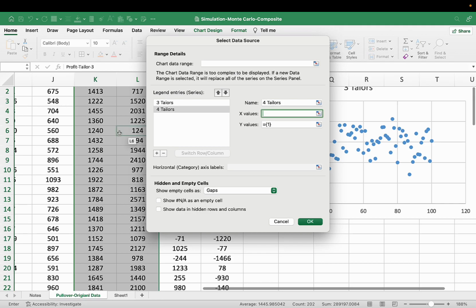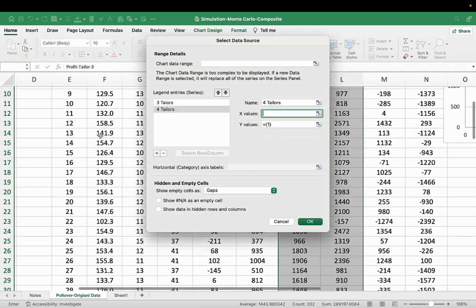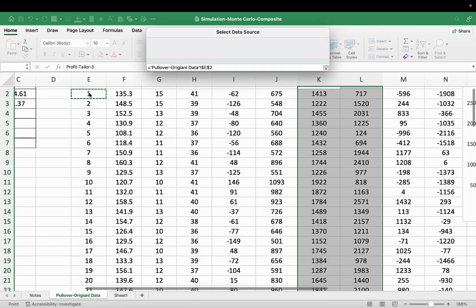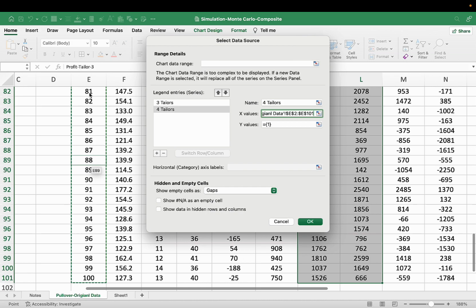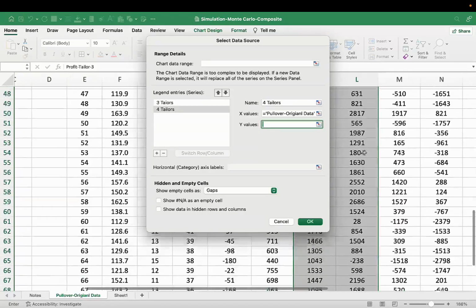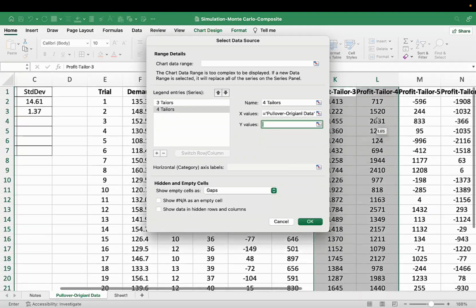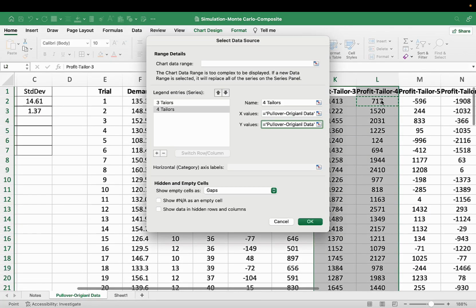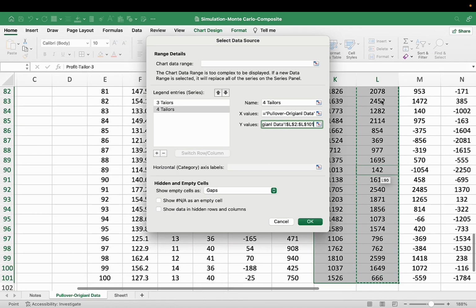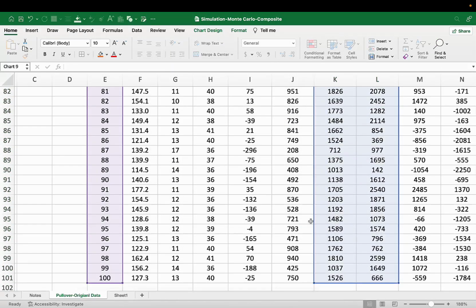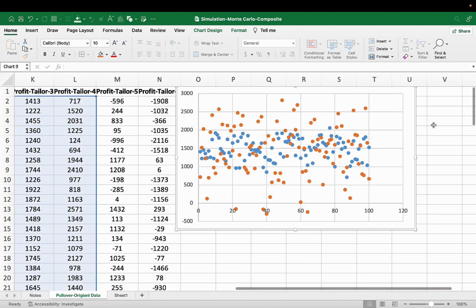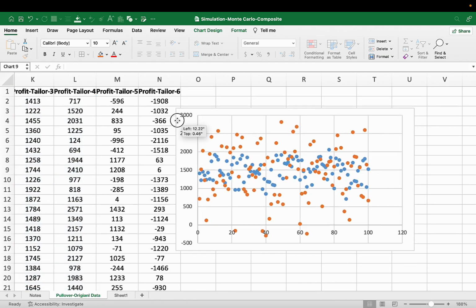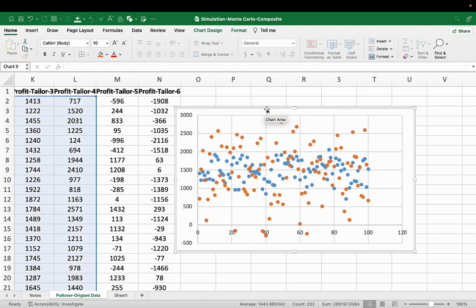And what's x? X is, again, the number of simulations. That's this one. And again, you can just press Control Shift and the down arrow key, and the whole column will be selected. And then y will be the data for 4 tailors, that is in this column L. So I will select Control Shift and the down arrow key, the whole column is selected, and if I click OK, now we have this one. So here we have a beautiful scatter plot, but we still need to refine it.